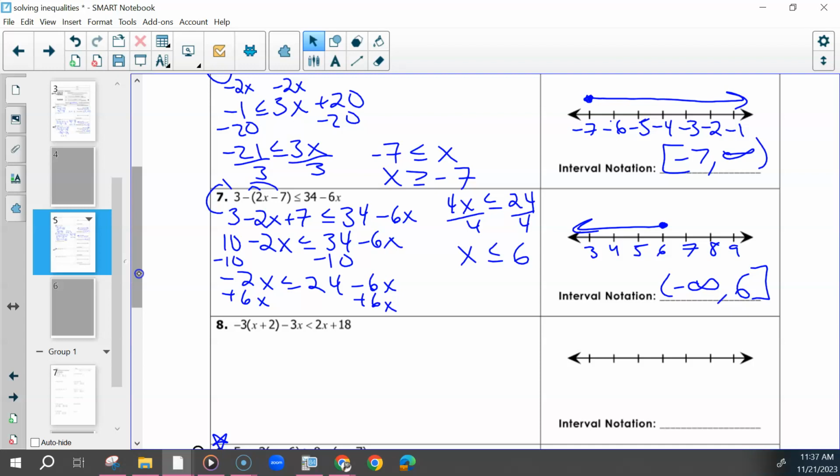Wouldn't that be? Do that one more time. Wouldn't it be 4x? Where, right here? Oh, yeah.